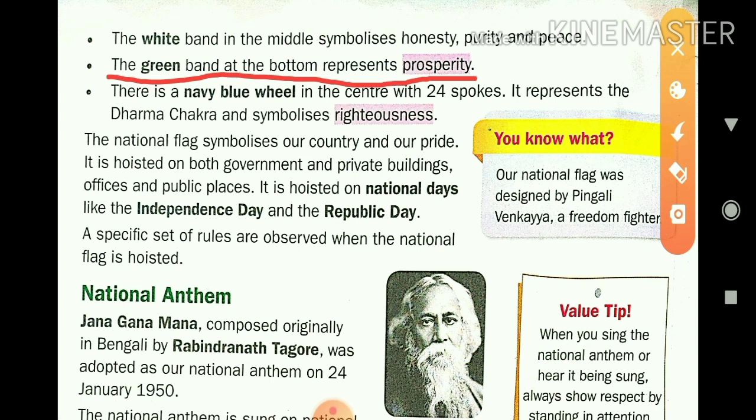The green band at the bottom shows prosperity, means wealth. Indian people are wealthy because our country is a green country. First priority is given to the farmer, so that is a green country.